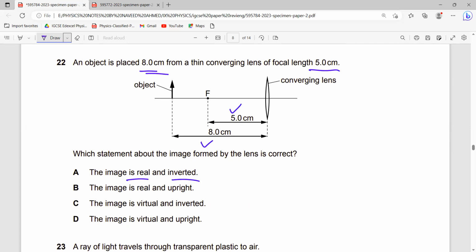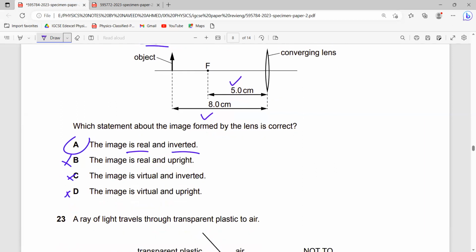Here we can see the option B, the image is real and upright. No, so these are not possible. So only this one. You must remember that when the object is placed beyond the focal length, its image is always real and inverted. Only when the object is at F or near to the lens, between the optical center and F, then the image will be virtual and upright.